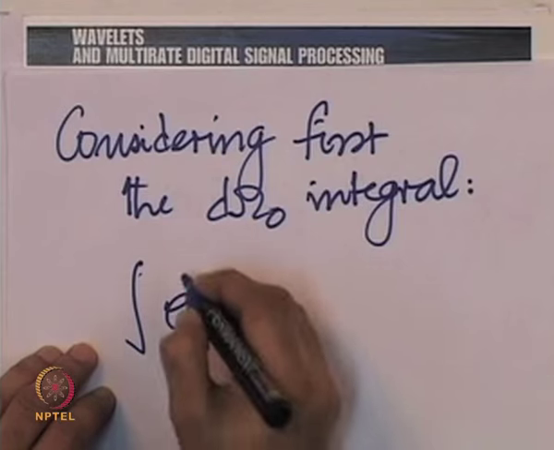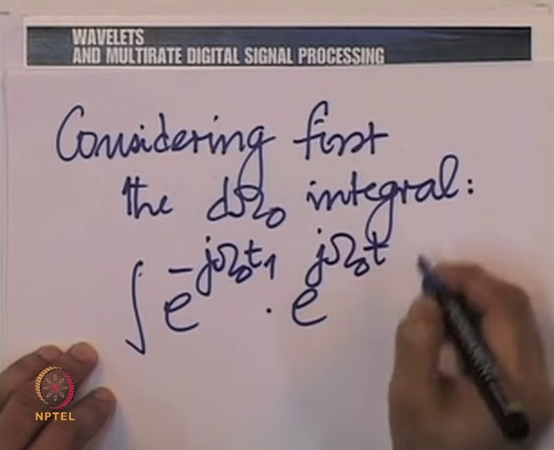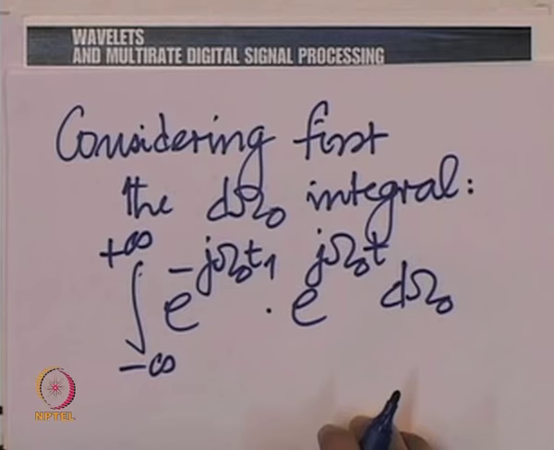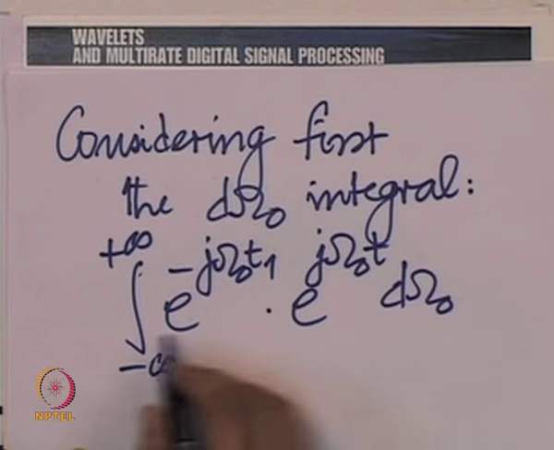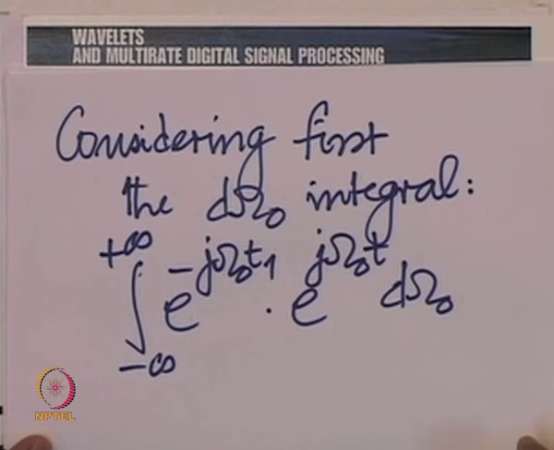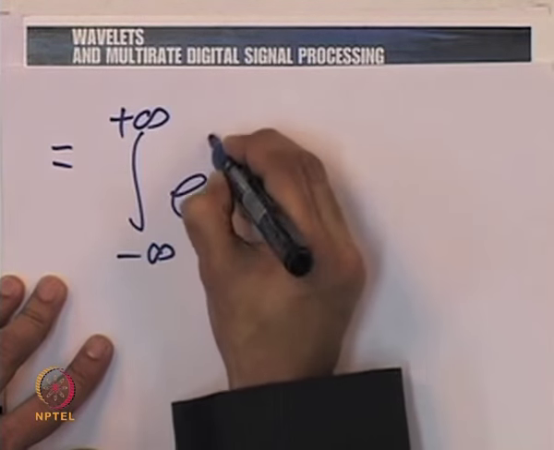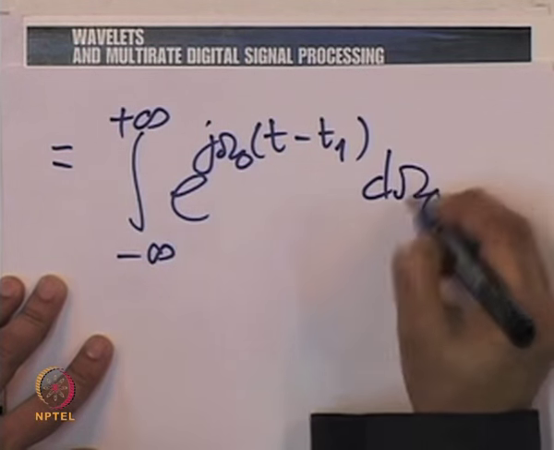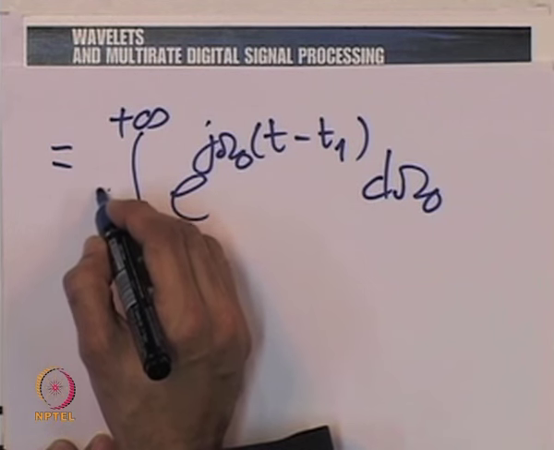We have essentially e raised to the power minus j omega naught t1 times e raised to the power j omega naught t d omega naught from minus to plus infinity. And if we go back to our very fundamental principles of the Fourier transform, this integral is very easy to evaluate. After all, when we combine this, what we get is e raised to the power j omega naught (t minus t1) d omega naught. Essentially, if I multiply and divide by 2 pi, this is a very familiar quantity.